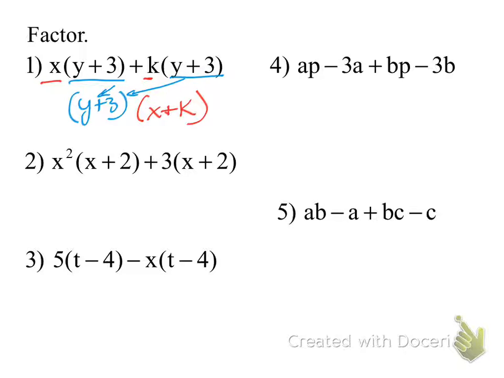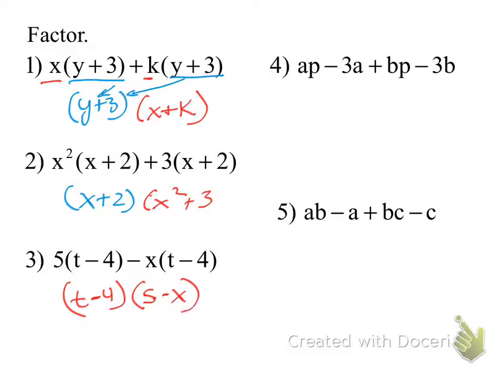Daniela, can you tell me what would I factor out first? X plus 2. The quantity x plus 2. And what would be left? X squared plus 3. Good. You get it? Next one, Sophia. You would take t times the quantity minus 4. And what would be left? You would do 5 minus 6.